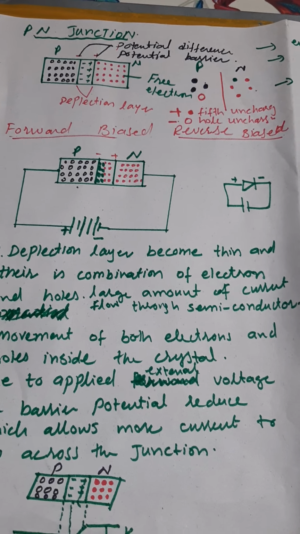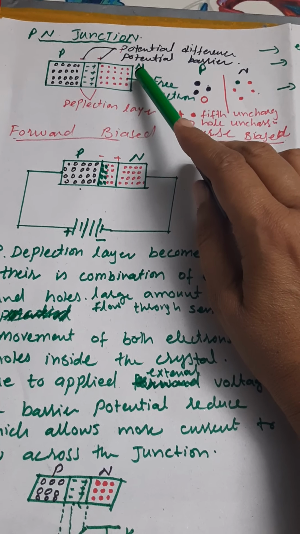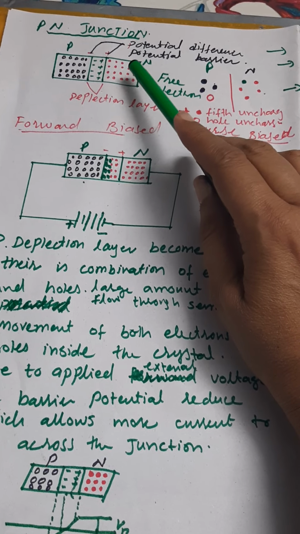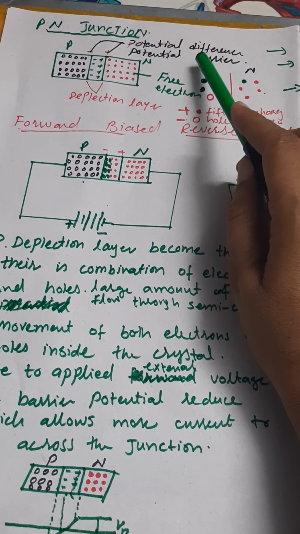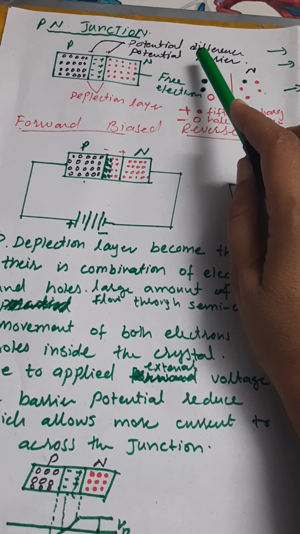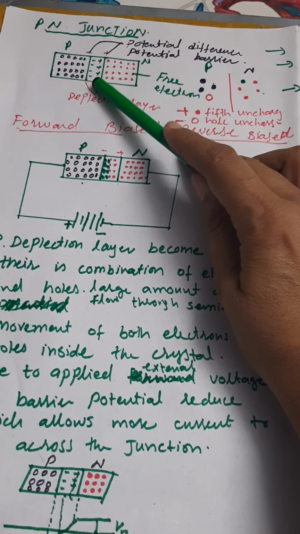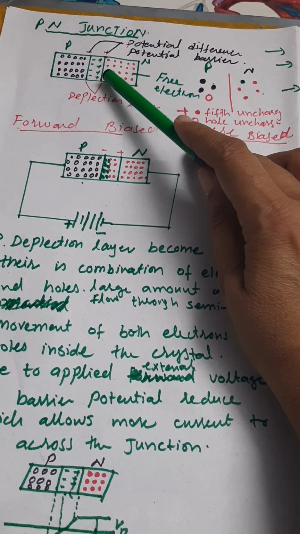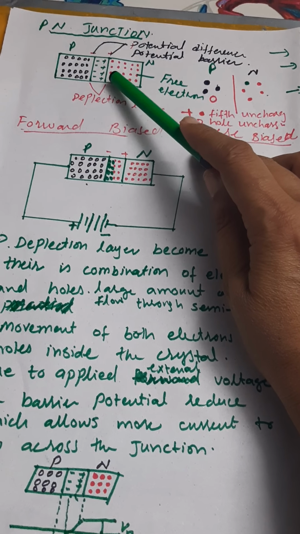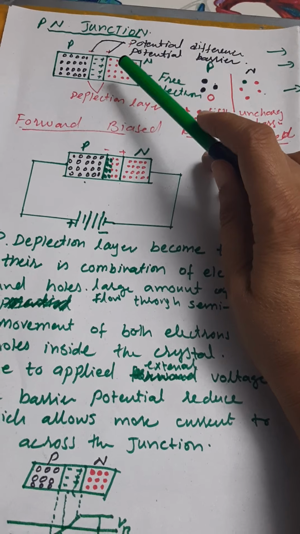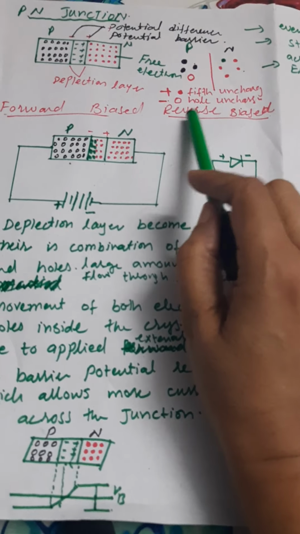Even when no external source is connected to this PN junction, there is a potential difference. This potential difference is known as a potential barrier, which stops the further flow of charge carriers across the junction, unless energy is supplied by an external source. This is known as a PN junction. There are two types of PN junction bias: forward bias and reverse bias.